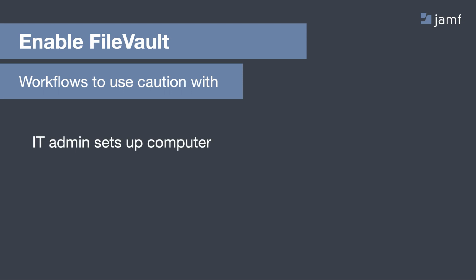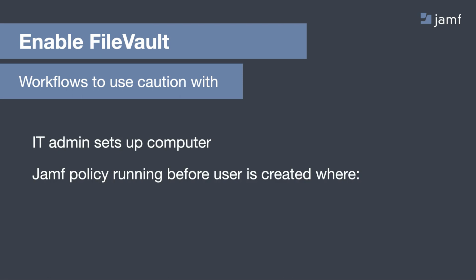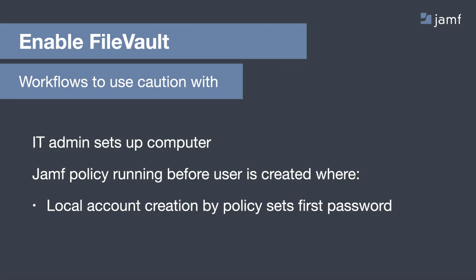So one scenario is if an IT admin sets up a computer, they're going to get that first token. But the good news is in macOS 11 or later, the Bootstrap token also gets escrowed. So generally easy to resolve. And there's a couple scenarios, however, where if a JAMF policy runs before a user is created, that could cause an unintended user to get the first token.